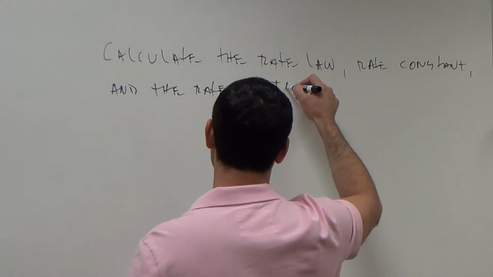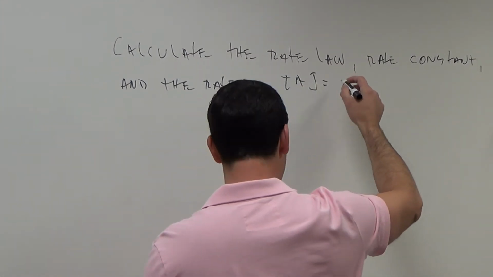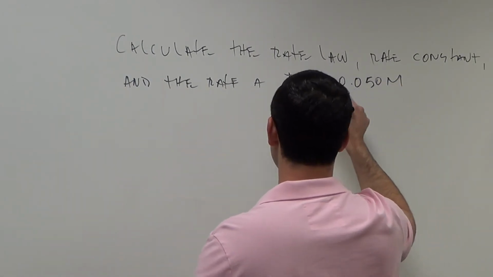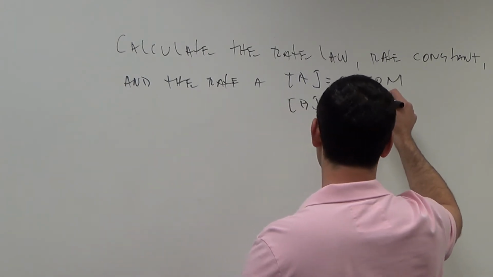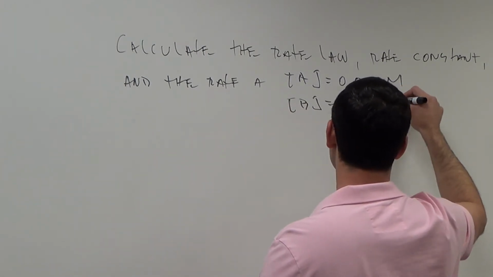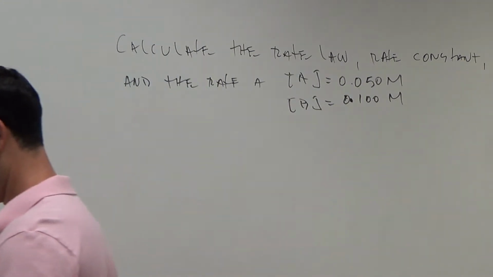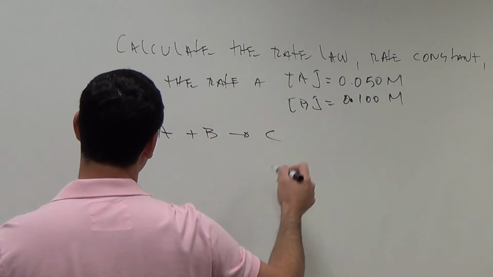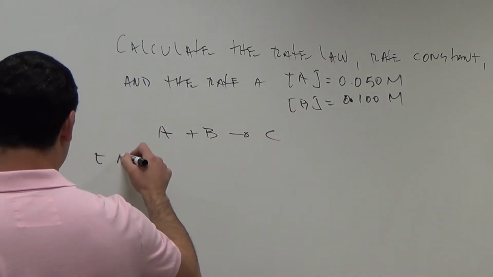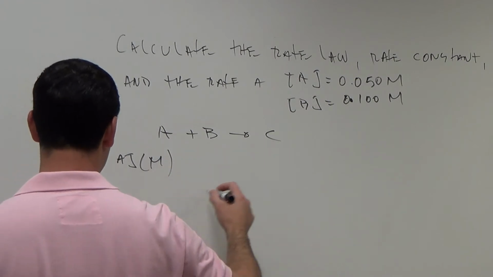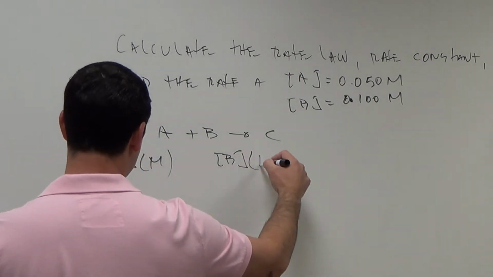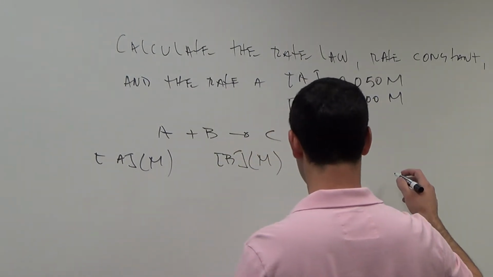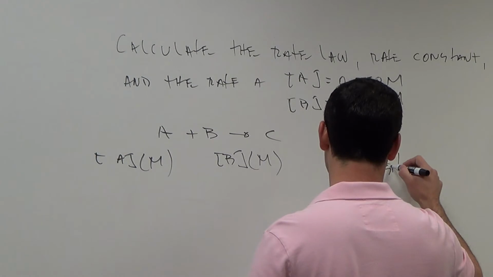At a concentration of A equal to 0.050 molarity, concentration of B 0.100 molarity. The reaction is this: A plus B gives you C. Concentration of A in molarity, concentration of B in molarity, and the rate in molarity per second.